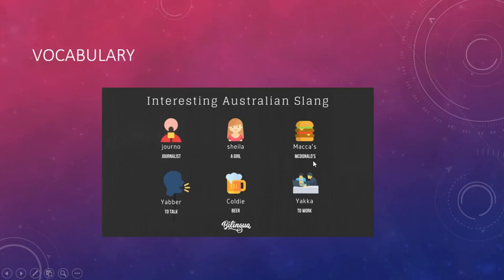Then McDonald's is Macca's in Australia. Yabber to talk. Beer becomes a coldie in Australia. To work is yakka in Australian slang.